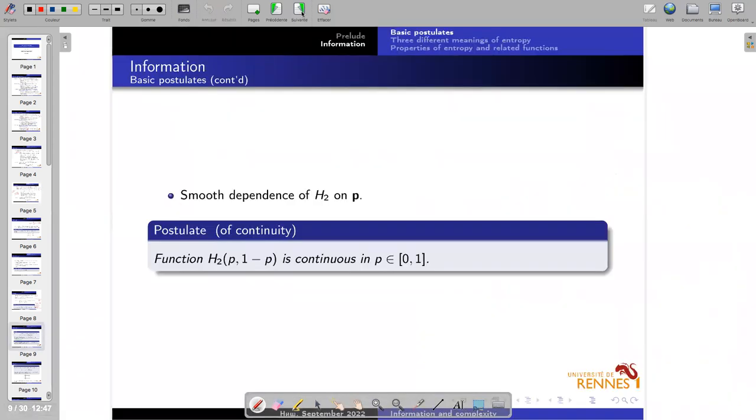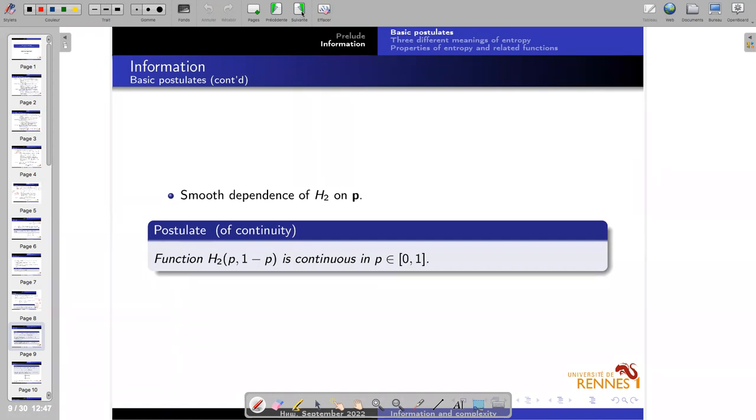And the last postulate is just a technical one. I have no intuitive explanation for this, is that H2 has a smooth dependence on P. That means the uncertainty is not jumping, it behaves continuously with respect to the value of P.